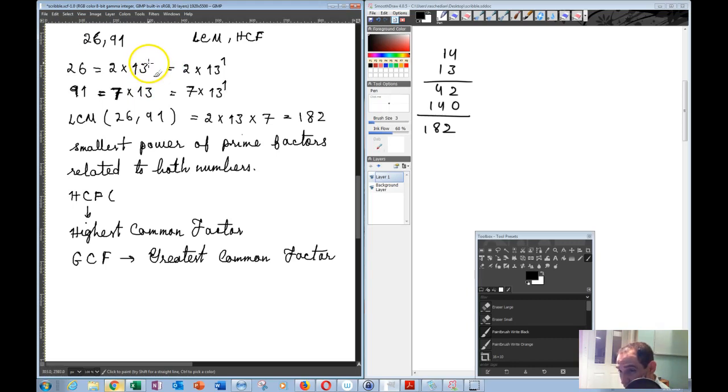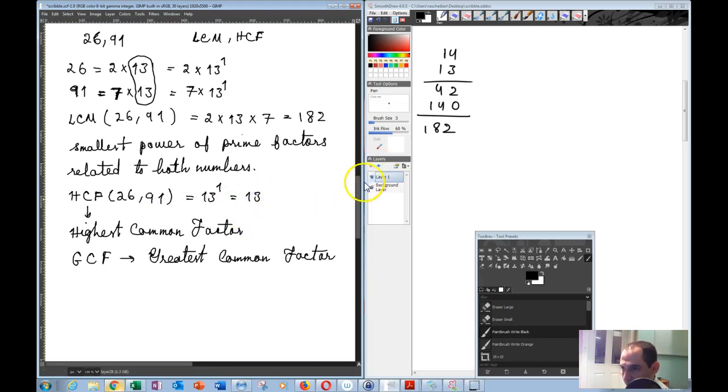You want to pick all the factors between these two numbers that are common. So you have a factor of 13 over here, you have a factor of 13 over here, so they are in common, so you can pick them. And of course 2 and 7 are not common, so you don't pick them. So the HCF of 26 and 91 therefore is equal to 13 raised to the power 1, which is equal to 13.